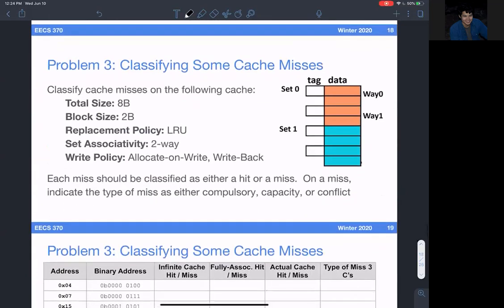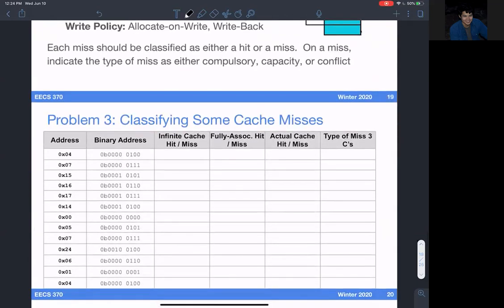So now we're gonna go over this pretty long-winded classifying cache misses problem. We're given the following situation. We have a set associative cache with 2 ways per set. We also have a total size of 8 bytes and a block size of 2 bytes. And we're using the replacement policy LRU and the write policy allocate and write back. And below you'll see that we have a chart with a bunch of addresses, and we're trying to classify hits and misses. So the first thing I'm going to go through is the infinite cache. So I'm actually going to pull up the worksheet now.